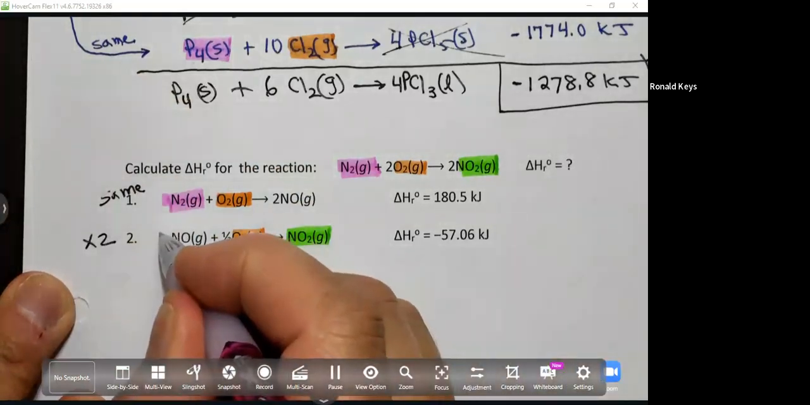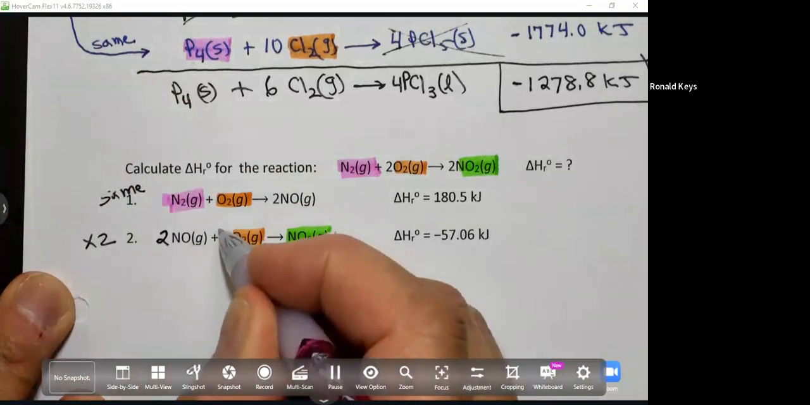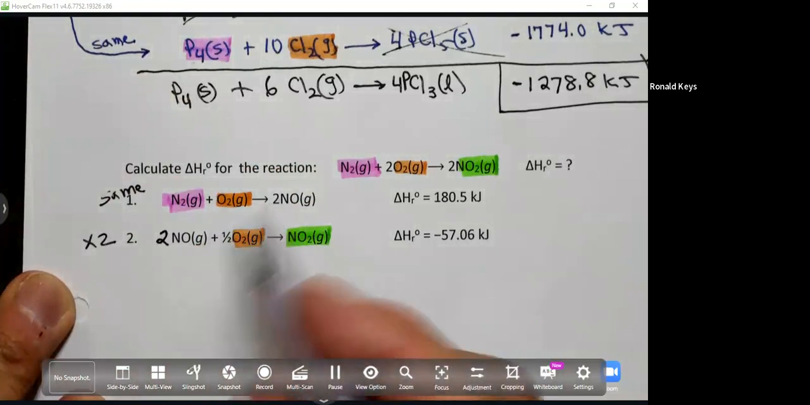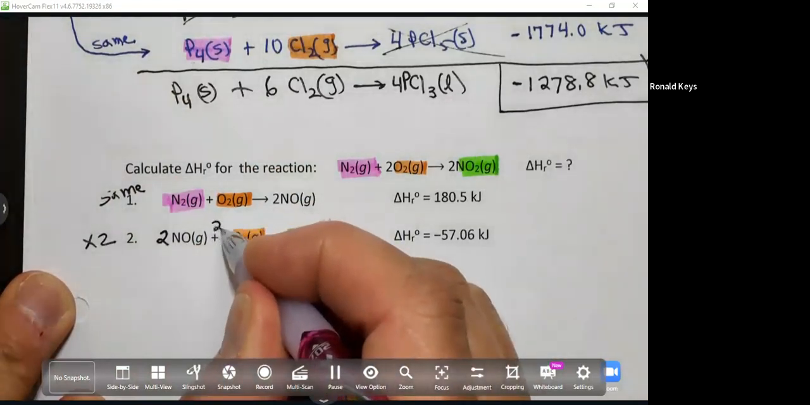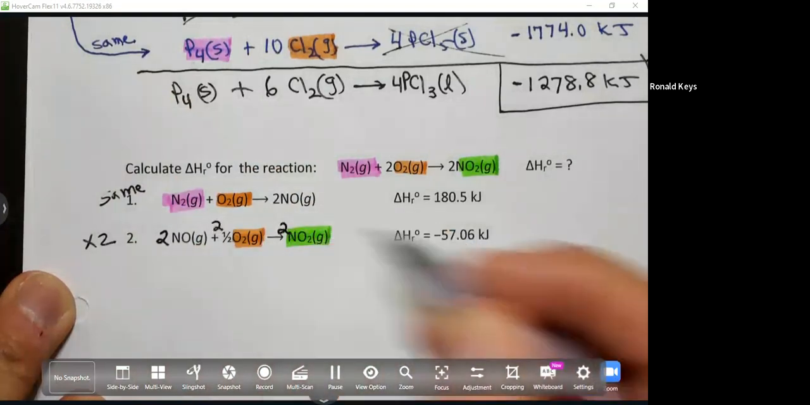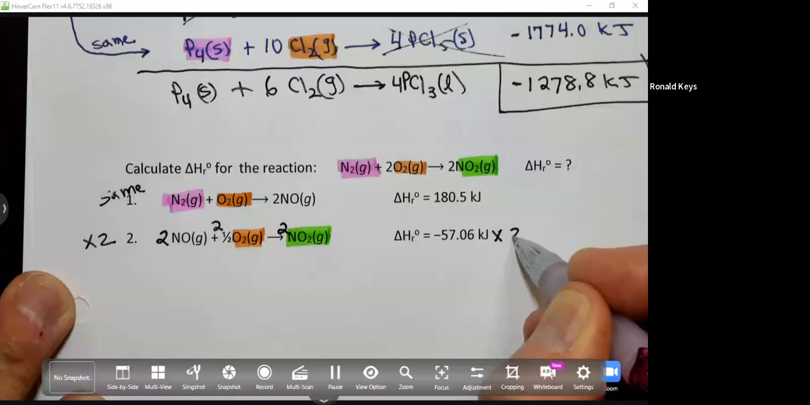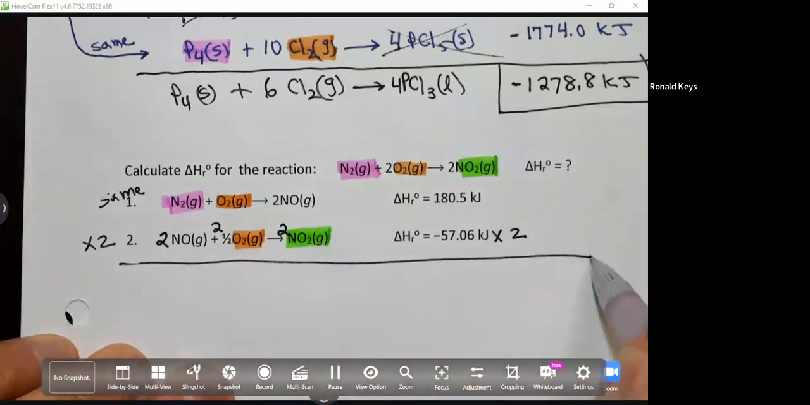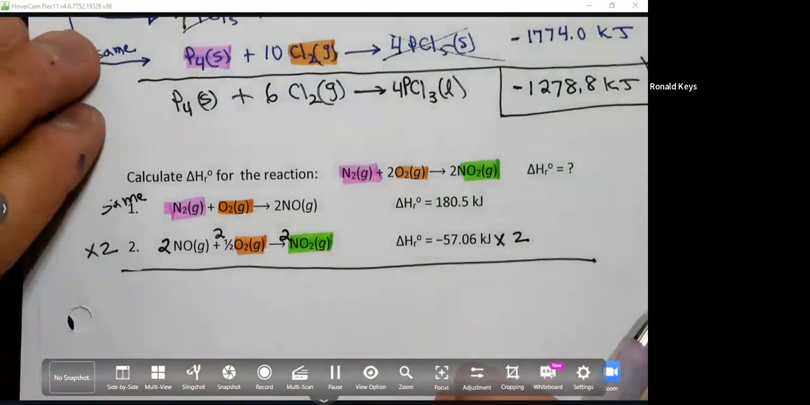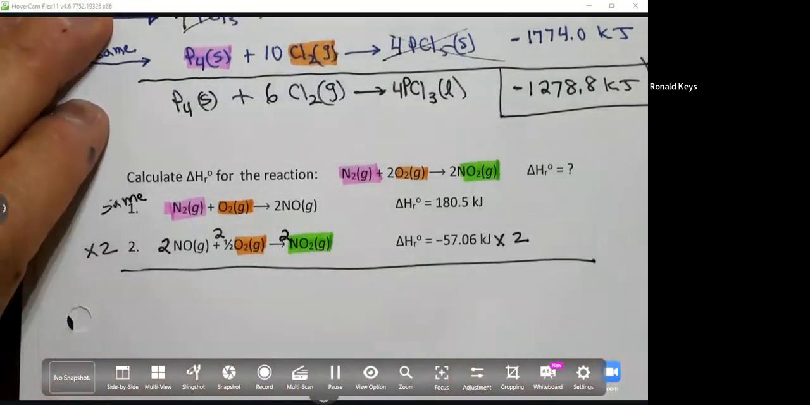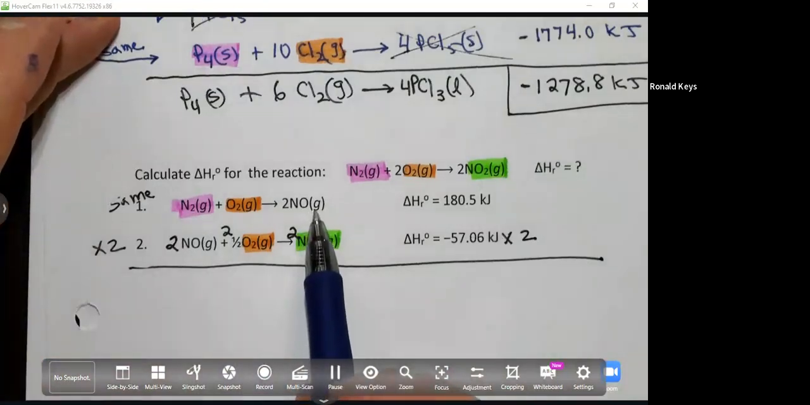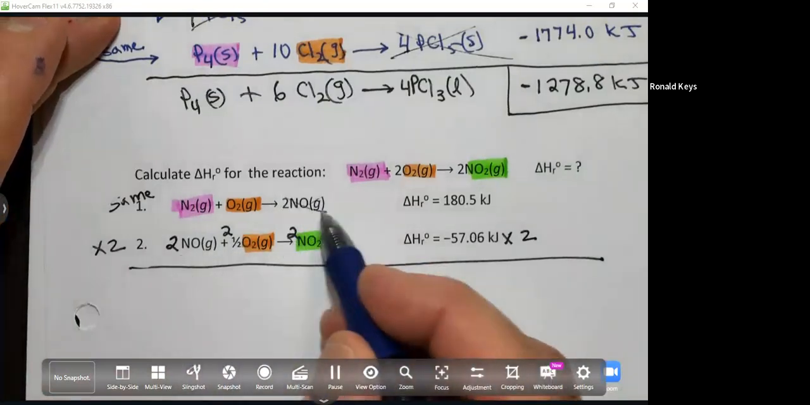I'm going to put a 2 there. If I go 2 times a half, it's 2 over 2, which is 1, right? I'm going to put a 2 here. I'm going to put a 2 here. And I'm going to go times 2 here. I'm going to draw my line, and this one's going to be done. Because now I've got my 2 NO gas, it has to cancel out, right? Remember, anything that's not highlighted should cancel, so I can cancel this.